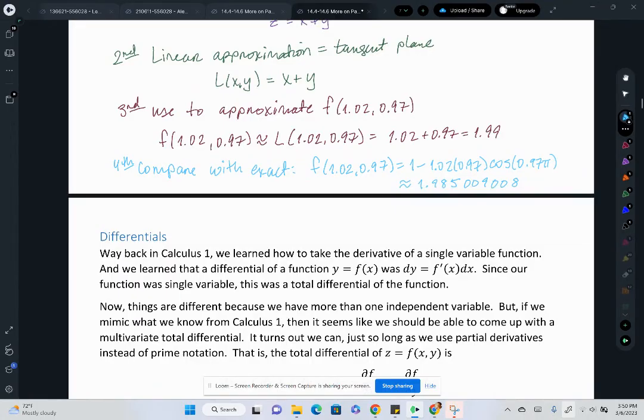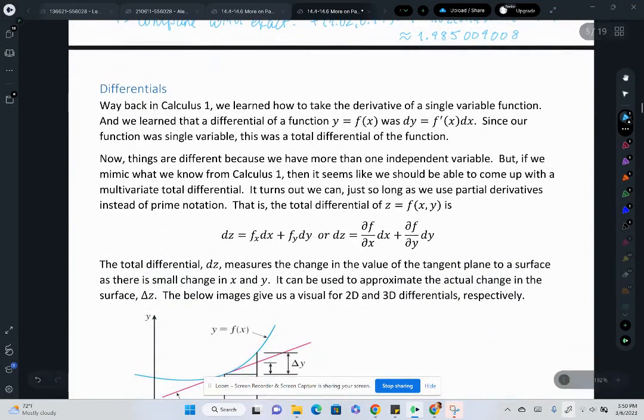Okay, so those are tangent planes and linear approximations. The takeaway from that is that when you are asked to calculate a linear approximation, it is the same as being asked for the equation of the tangent plane, and then you will just rename it L of xy, and then you will use it to make an approximation. That's it. All right, the next topic is the differentials.